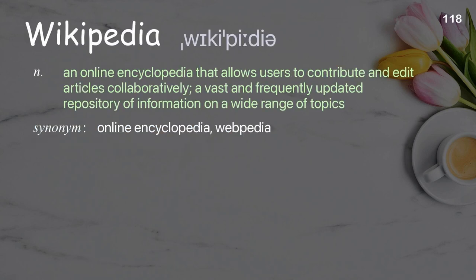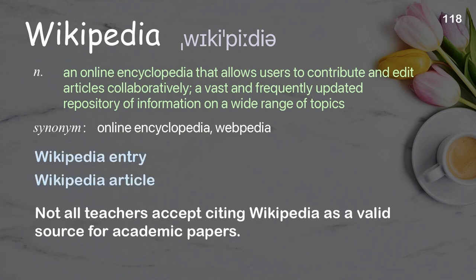Wikipedia. An online encyclopedia that allows users to contribute and edit articles collaboratively, a vast and frequently updated repository of information on a wide range of topics. Examples: Wikipedia entry, Wikipedia article. Not all teachers accept citing Wikipedia as a valid source for academic papers.